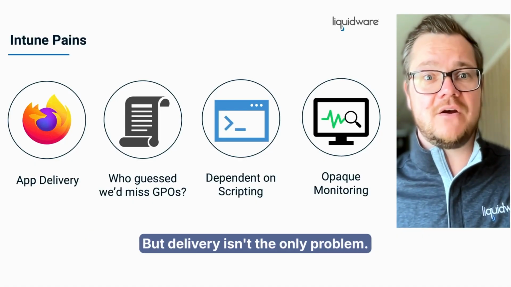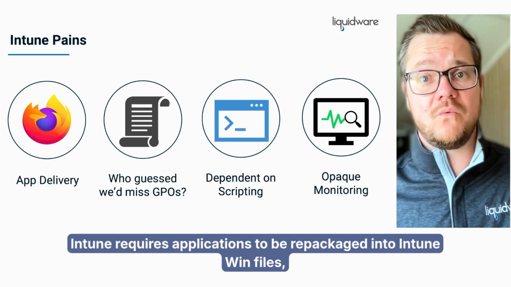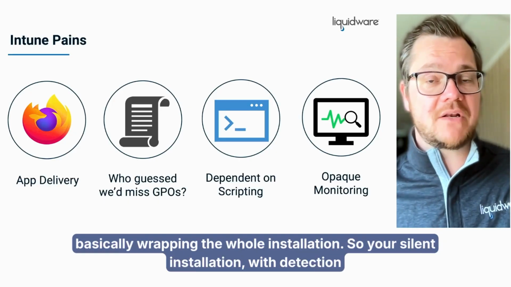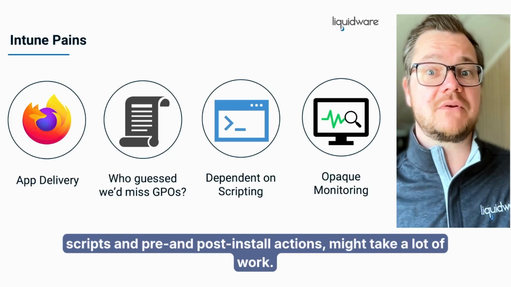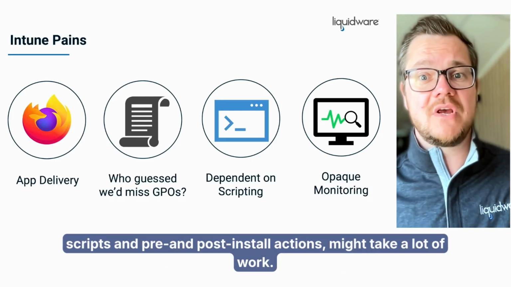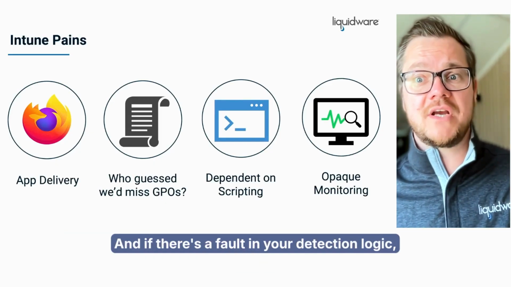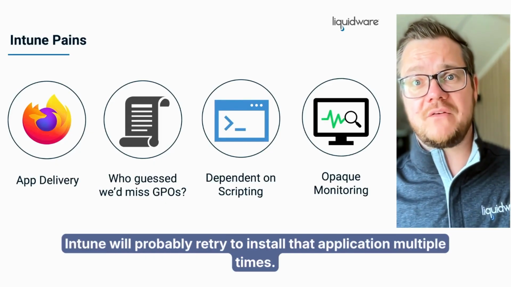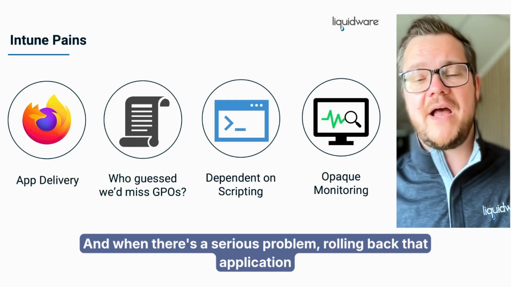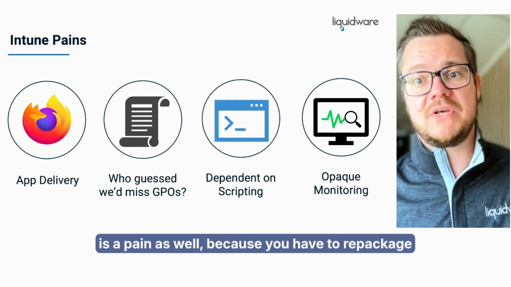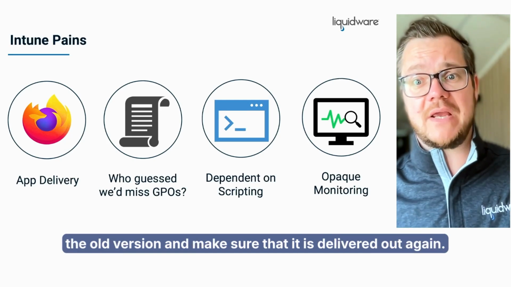But delivery isn't the only problem. Intune requires applications to be repackaged into Intune Win files, basically wrapping the whole installation. So your silent installation with detection scripts and pre and post install actions might take a lot of work. And if there's a fault in your detection logic, Intune will probably retry to install that application multiple times. And when there's a serious problem, rolling back that application is a pain as well, because you have to repackage the old version and make sure that it is delivered out again.